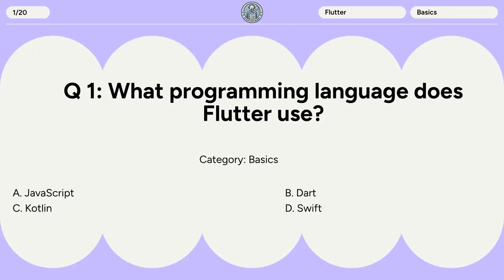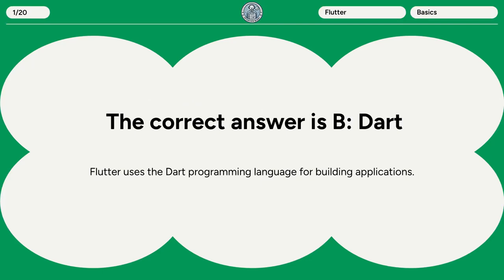Question 1. What programming language does Flutter use? A. JavaScript. B. Dart. C. Kotlin. D. Swift. The correct answer is B. Dart. Flutter uses the Dart programming language for building applications.